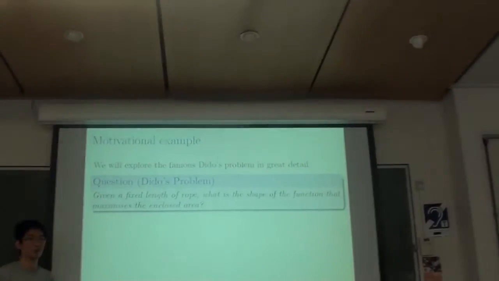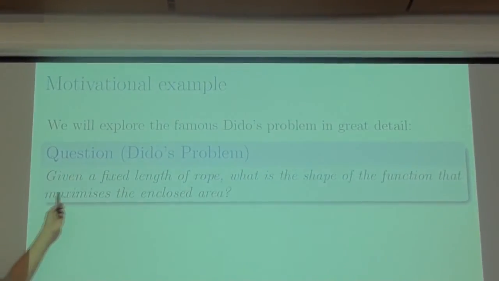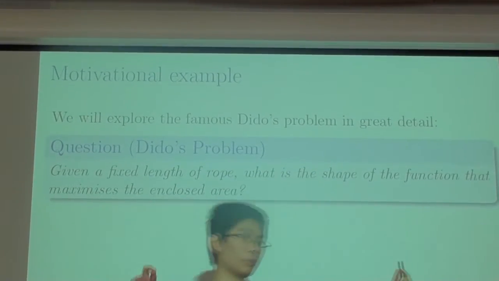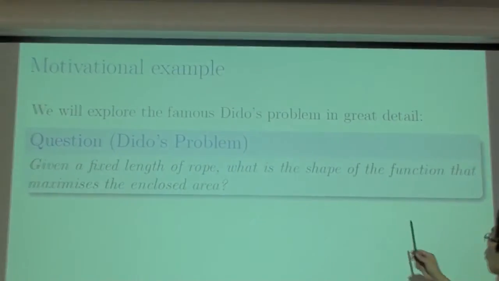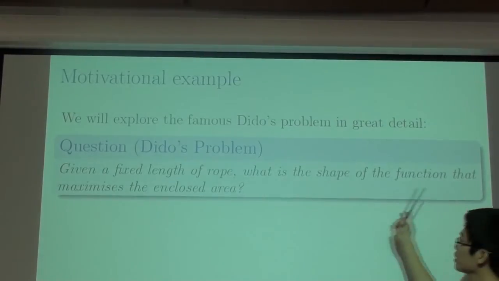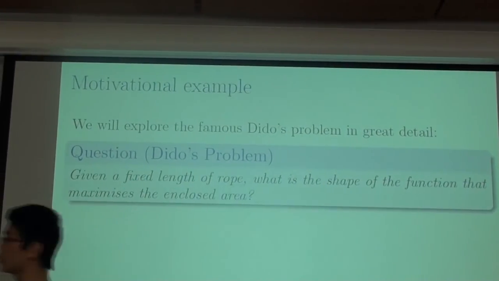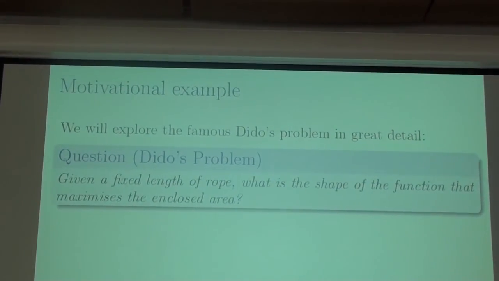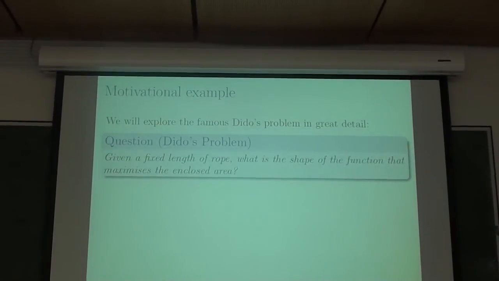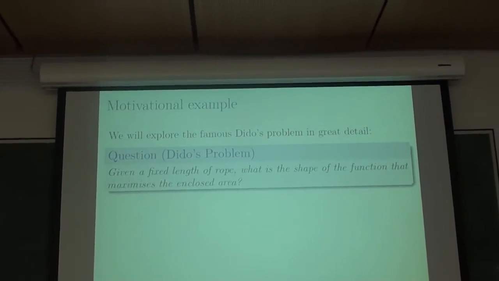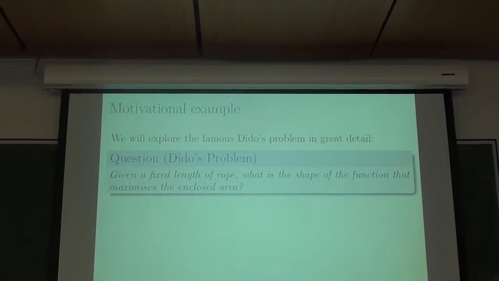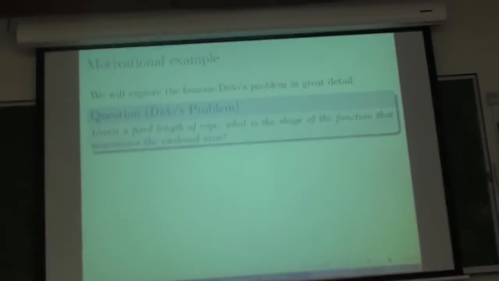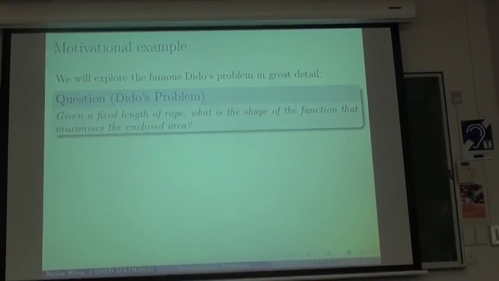So now we have Dido's problem, and it simply says that if we have a fixed length of rope, what is the shape of the function that maximizes its enclosed area? Anybody have a guess? A circle? Yeah, I asked a lot of people about that question during the week. All of them say circle, but none of them actually justify their claim.